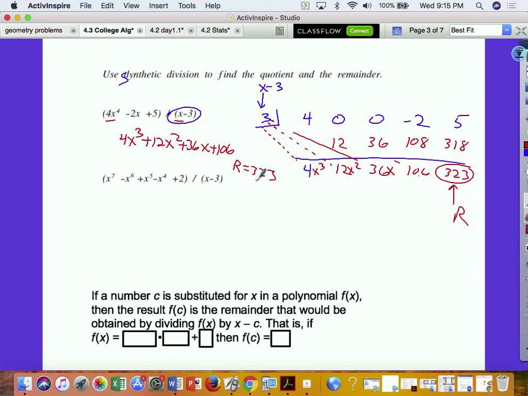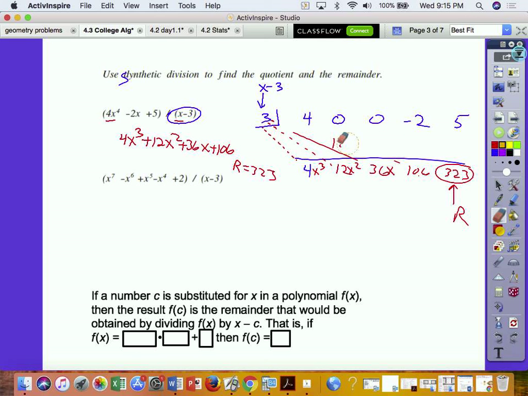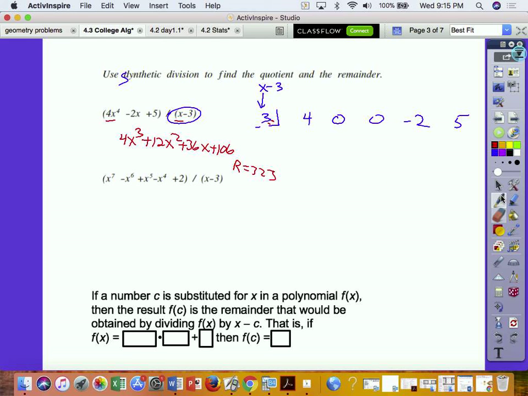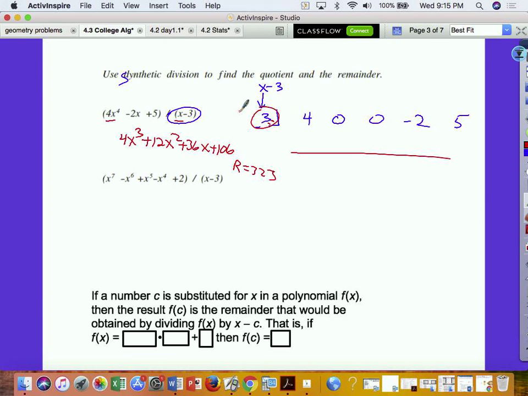Okay, so let's try it again. Remember, this is the divisor. This is the 0 of the divisor. The first step is the only one that's different: the first number gets brought straight down into the quotient. So the quotient is underneath now instead of on top. Now we multiply and add. We multiply the 3 times the 12. We add the vertical numbers.